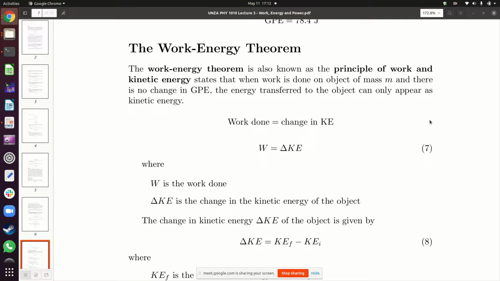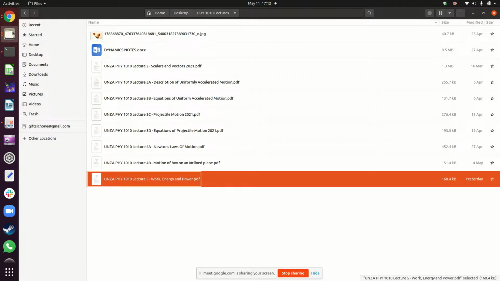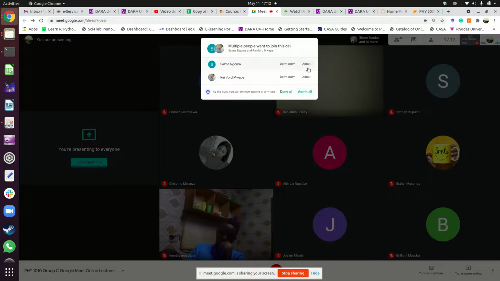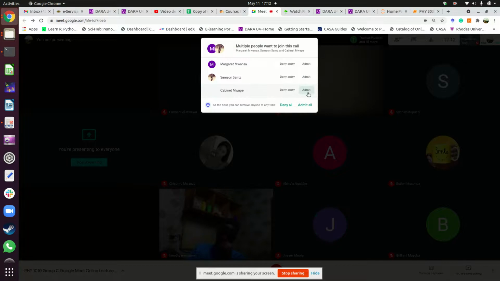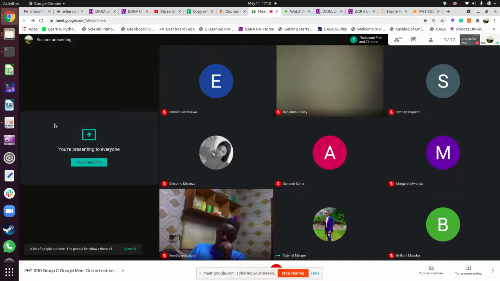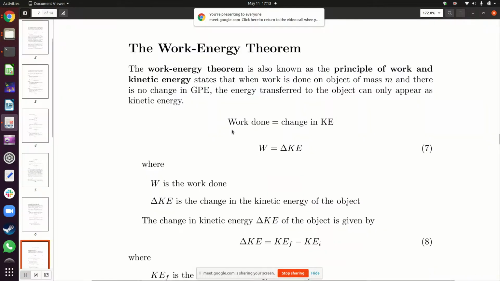Okay, so yesterday we introduced the topic of work and also some forms of energy which we are interested in. We looked at work in terms of how much work is done. If the force and the displacement are in the same direction, we saw that in that case the work is positive, and we have maximum work done in such a direction where the force and the displacement are in the same direction.